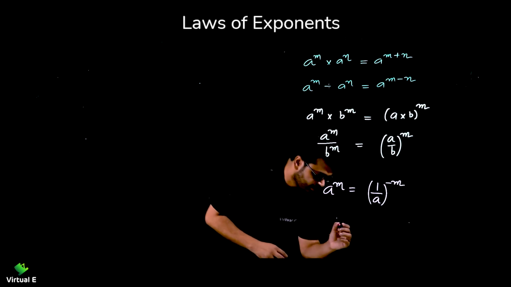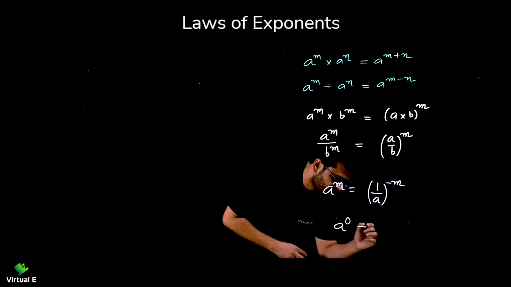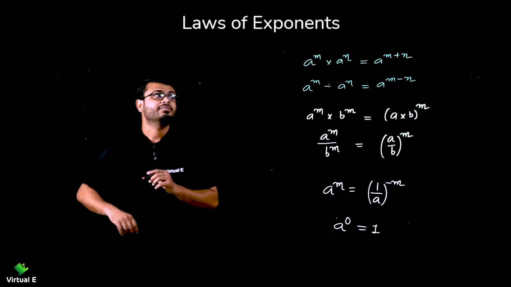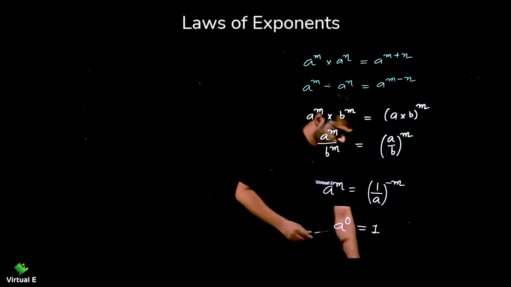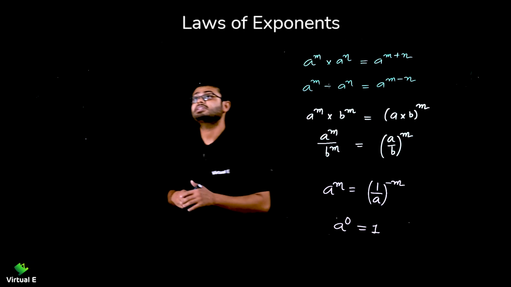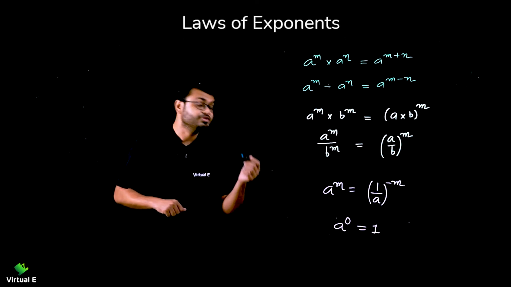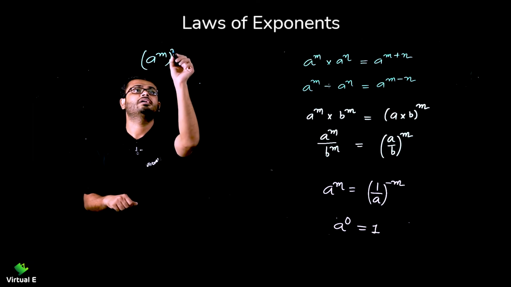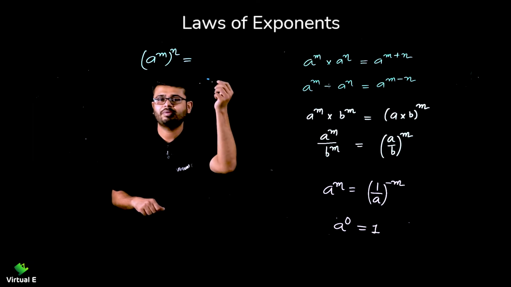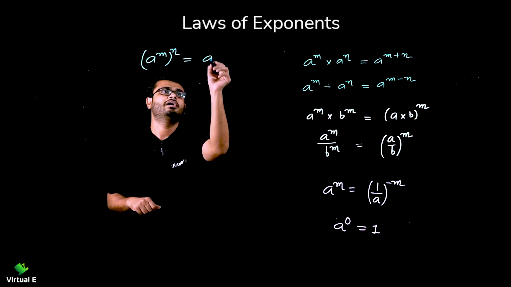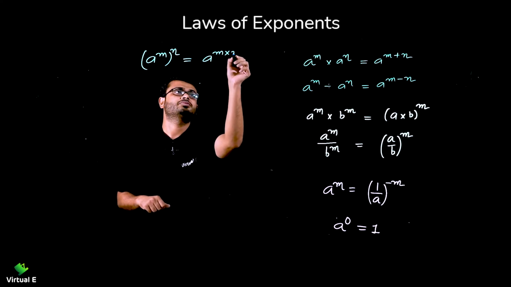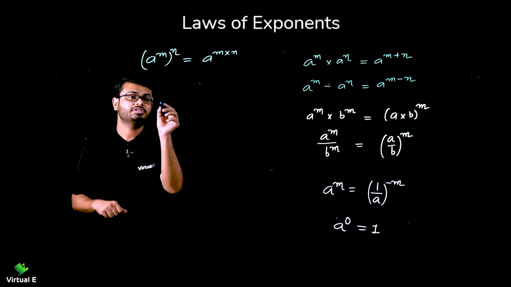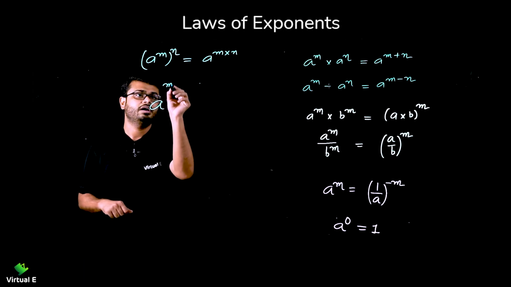One more law we learned, that is anything raised to 0 is what? Always 1. Anything raised to 0 is 1. There is one important law that we need to remember this year. I think double power is also left. So let's do a raised to m and here raised to n. Even if you have a triple power, you just multiply the powers and you get your answer a raised to m multiplied by n.